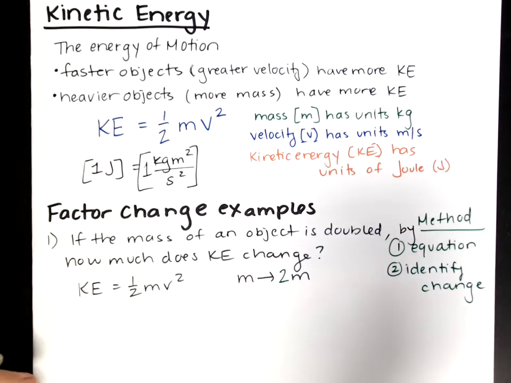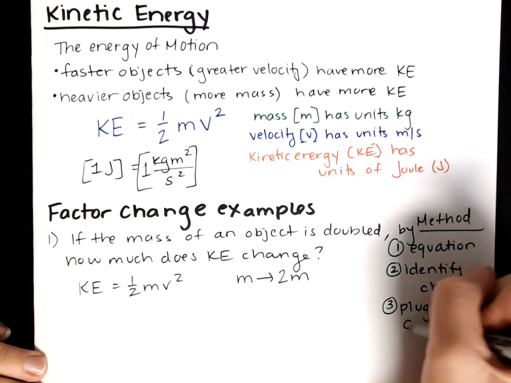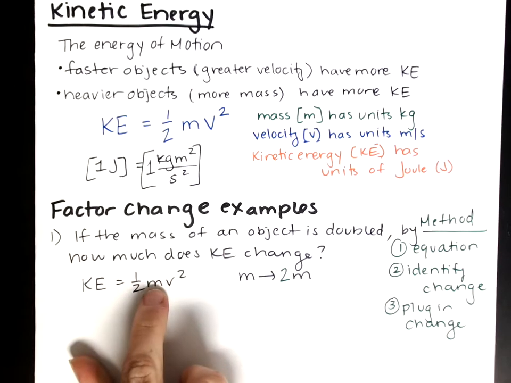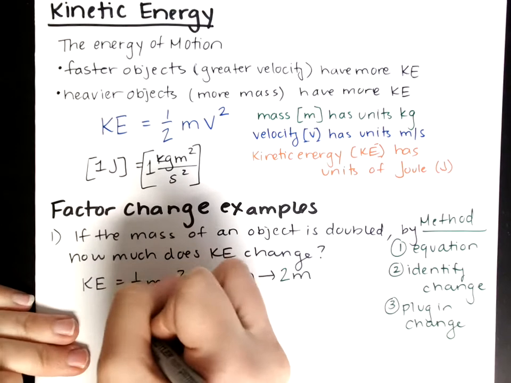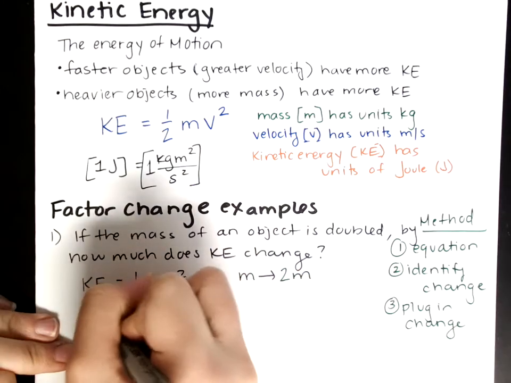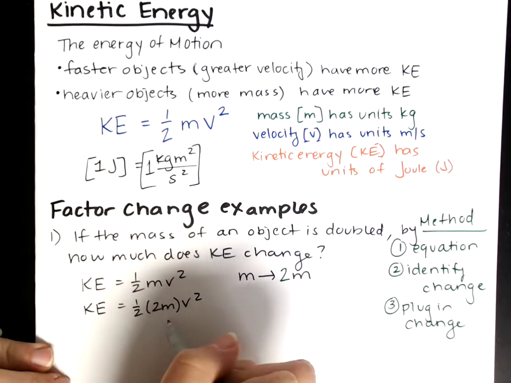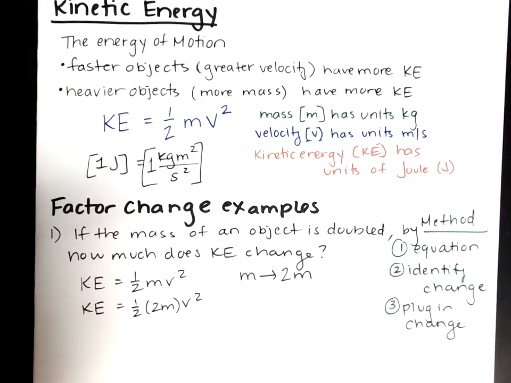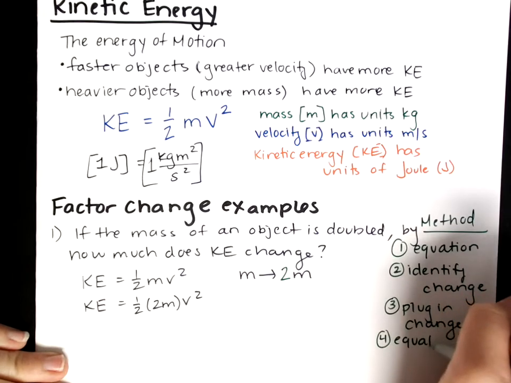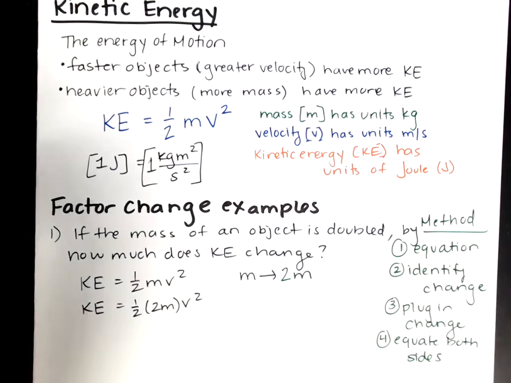Our next step is going to be plugging in the change. So now instead of m in our equation, we want to write 2m. So we get 1/2 (2m) v squared. Now whatever factor we have on the right-hand side, we need to have on our left-hand side. So our next step is to equate both sides of the equation.